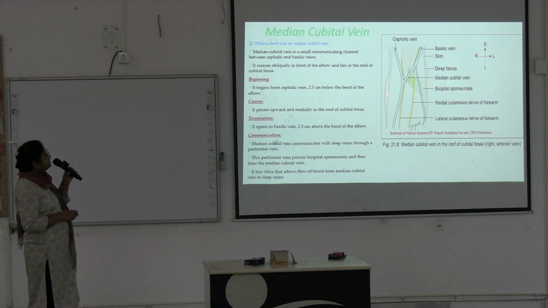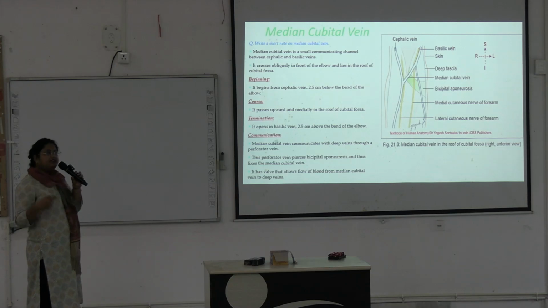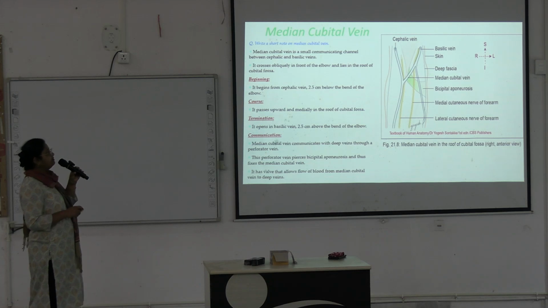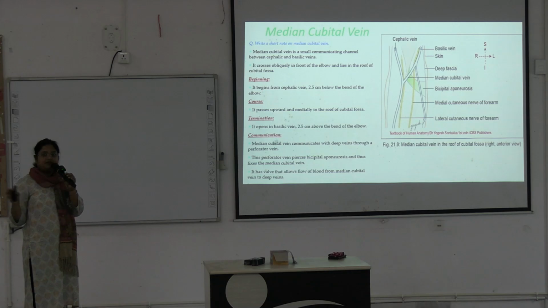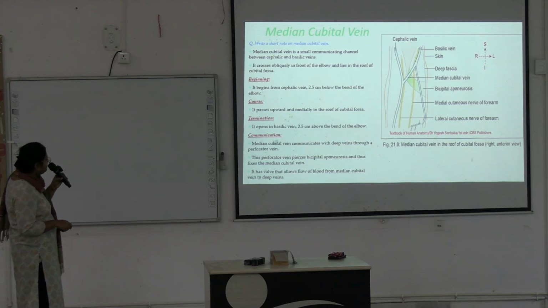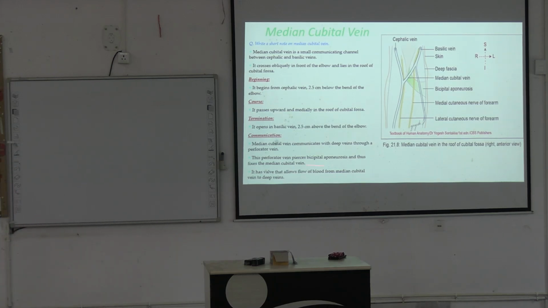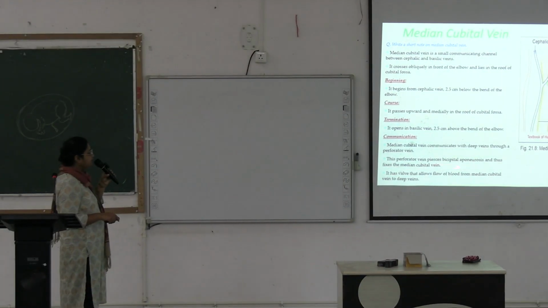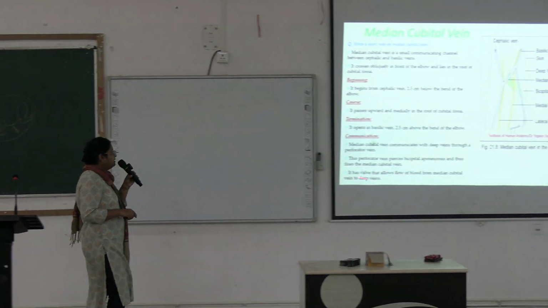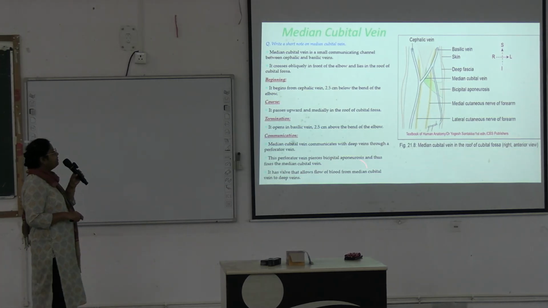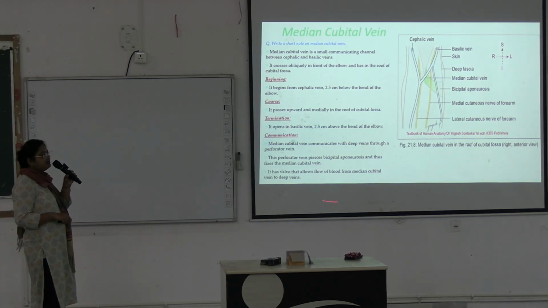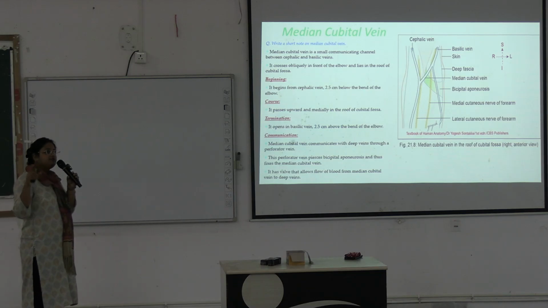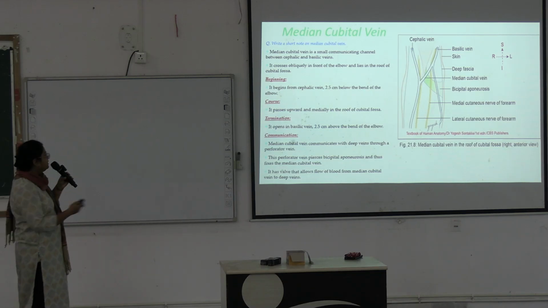This perforator vein connecting the median cubital vein with the deep vein passes through this bicipital aponeurosis. That's how the median cubital vein is a fixed vein. It cannot be movable. So this perforator vein pierces the bicipital aponeurosis and thus fixes the median cubital vein. It has a valve that allows flow of blood from the median cubital vein to the deep vein. The median cubital vein is a superficial vein and blood goes from superficial to deep vein. Next.